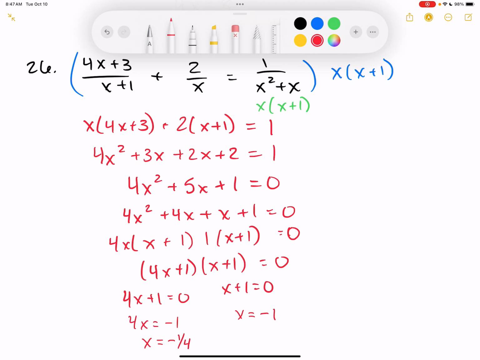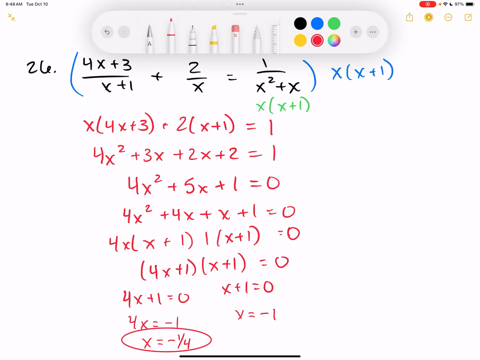Now, what we didn't have to do with the last one, but what we need to do with this one, is we need to make sure that none of our solutions would cause a problem. So basically combining the first thing we did and then what we just did. So if I plug in -1/4, none of these denominators end up being 0. So that one's fine.